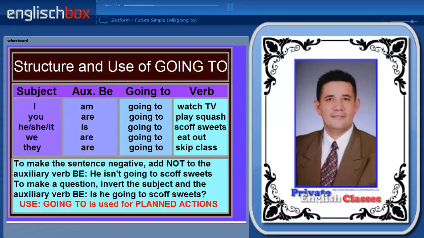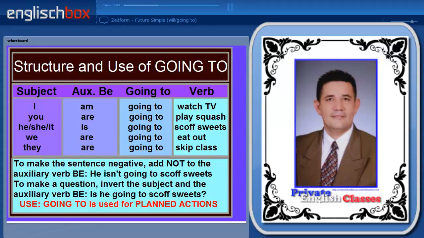So that's the structure, but when do we use going to? Well, we use going to for planned actions that are going to take place in the future. These are actions decided upon before the moment of speaking. So for example, if you were going to talk about your plans for this weekend, you would most likely use going to. What are you going to do this weekend?